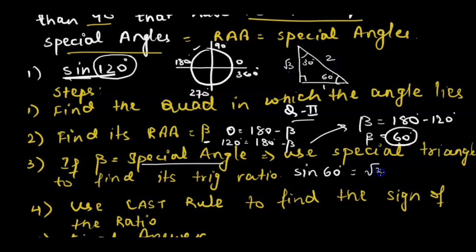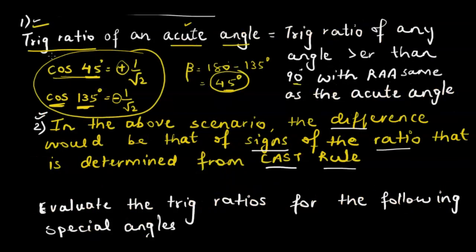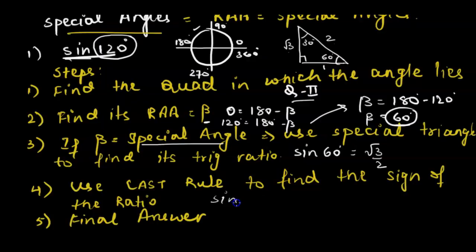So that would be equal to root 3 over 2. Now we know from this scenario that the ratio sine 60 would be equal to the ratio sine 120, the same way as the ratio cos 45 is equal to ratio cos 135, because the related acute angle for 135 is 45. So we can write down sine 120 degrees is equal to sine 60 degrees. The only difference is the CAST rule.